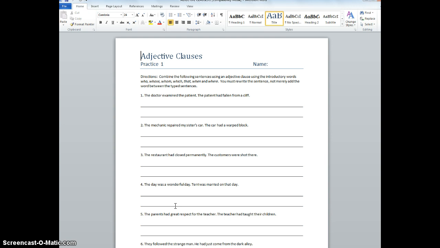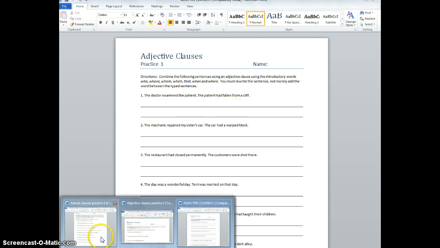So here, if you just look at this first sentence, you have two simple sentences. The doctor examined the patient. The patient had fallen from a cliff. It's a very simple way to write. By knowing about adjective and adverb clauses, you could create one more complex sentence out of these two simple sentences. So that's why we're going to learn about adjective and adverb clauses.